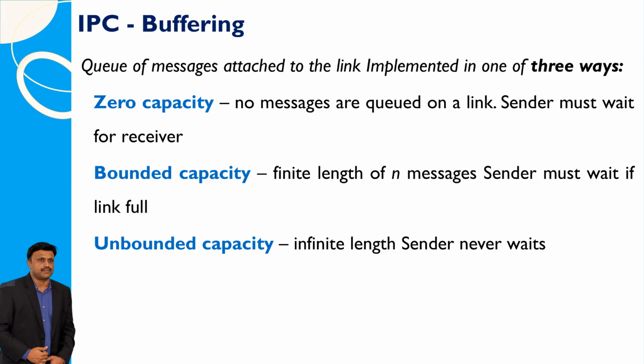Inter-process communication buffering involves managing a queue of messages connected to a link, typically implemented in one of three ways: zero capacity, bounded capacity, or unbounded capacity. In zero capacity, no messages are queued, requiring the sender to wait for the receiver. With bounded capacity, there's a finite length of n messages allowed, and the sender waits if the link is full. In unbounded capacity, the queue has an infinite length, ensuring the sender never waits for the receiver.